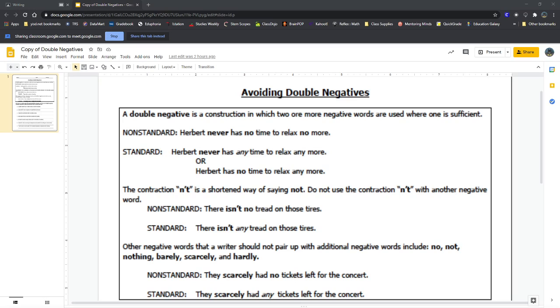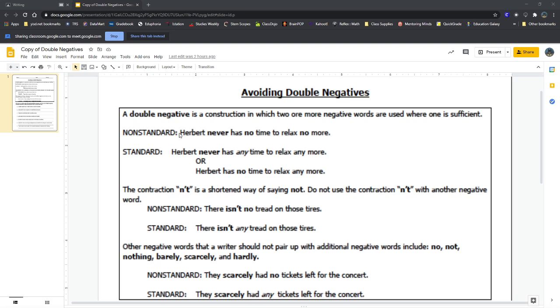So double negatives, like I said, thankfully it's not something I saw in a lot of your writing, but it is something that people do, especially when they talk. Double negatives are when you have two words with negative meanings in the same sentence. A lot of times when people put two negative words in the same sentence, they really only need one.